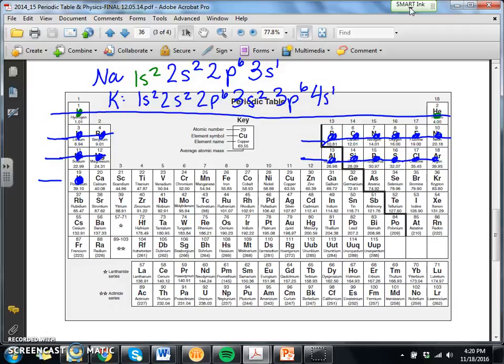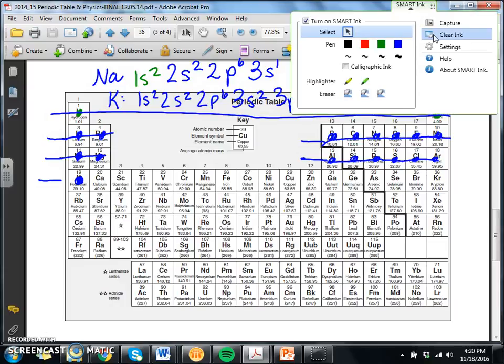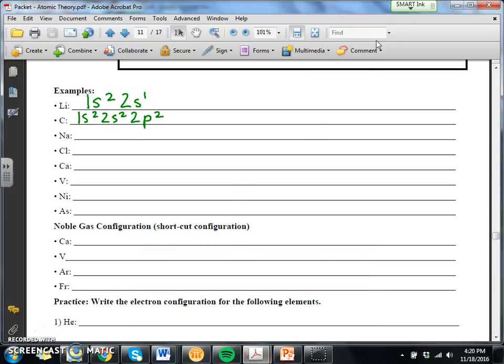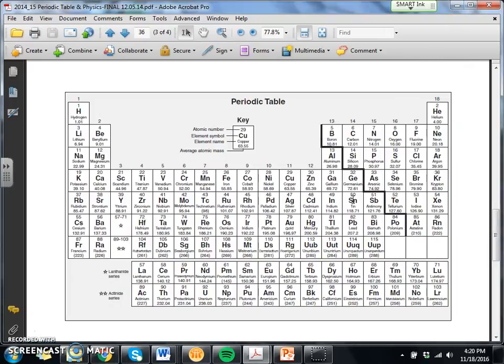But if we want to look at noble gas configuration, okay? Noble gas configuration, have some examples in your notes right here. It's also called our shortcut configuration. The reason why is noble gas configuration is kind of like how you put a bookmark in a book when you're reading it. Now, when you put a bookmark in there and you go back a couple days later to keep reading, you don't start all the way at the beginning of the book again. You start with where your bookmark is.